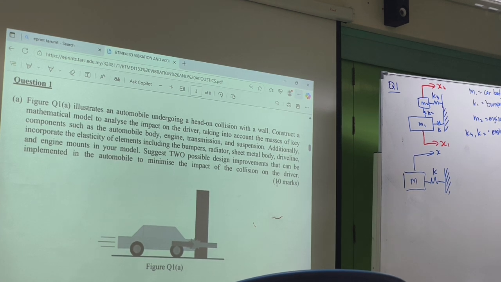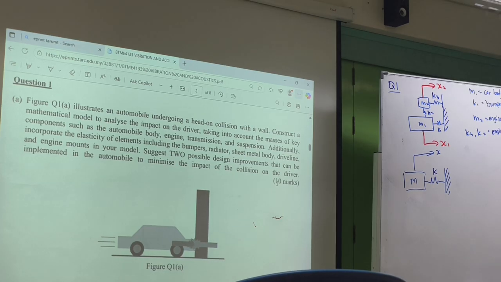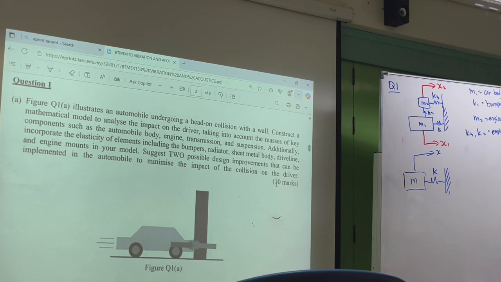Normally, what you can control in vibration is M, C, K: mass, damping, and stiffness. But for this case, mass feels like it is not under our control. But C and K should be okay.